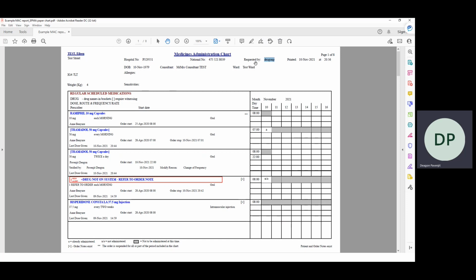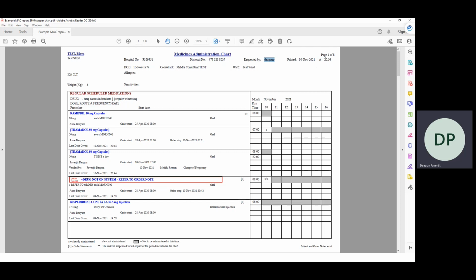On the top right, the requested by section displays the username of the person that has printed the MAC report and the date and time on which they printed it. This date and time is extremely important. After this date and time, up until authorised by the EPMA team, the patient's EPMA record must not be accessed, and this MAC report must be used for recording medication administrations.